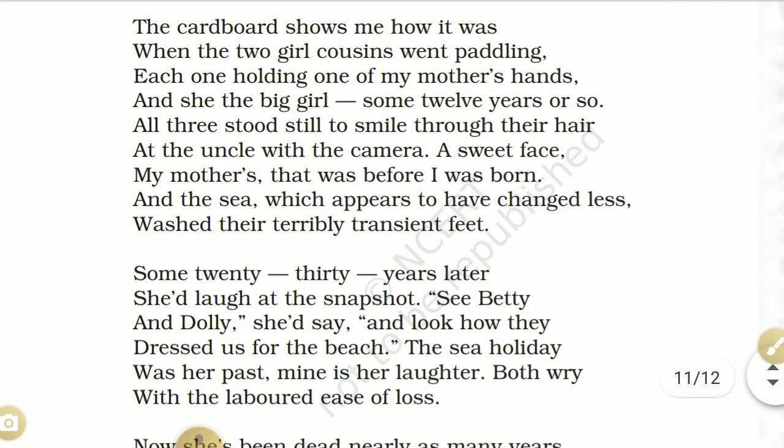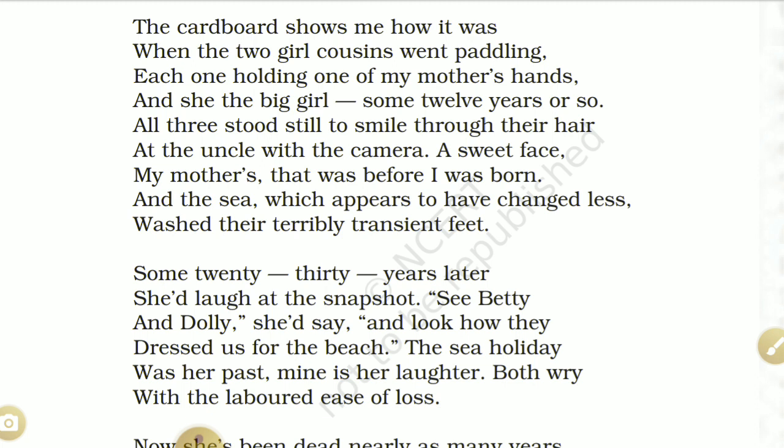Washed their terribly transient feet. See, the waves were coming, and the waves were kissing their feet. The waves were touching their feet. Terribly transient feet. Their feet were transient. Transient means temporal, not permanent. And here, actually, feet refers to transient feet.